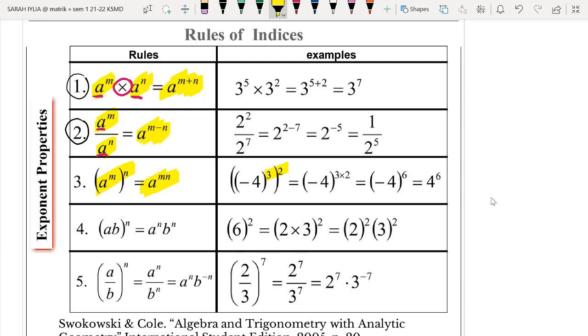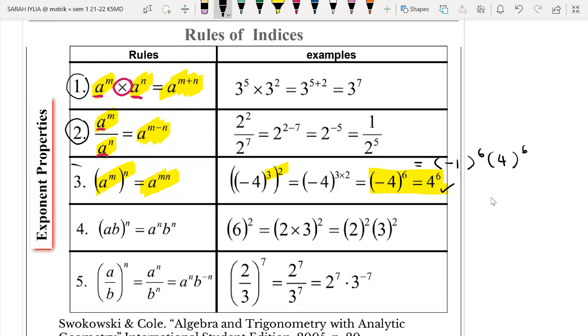Okay, kenapa kat sini tiba-tiba negative 4 to the power of 6 dia kata equal to 4 to the power of 6? Itu sebenarnya dia dah undergo another simplified version. Dia dah simpleskan lagi sekali because this can be rewritten as negative 1 to the power of 6, 4 to the power of 6. Negative 1 to the power of 6 is basically 1. Dapatlah 4 to the power of 6.